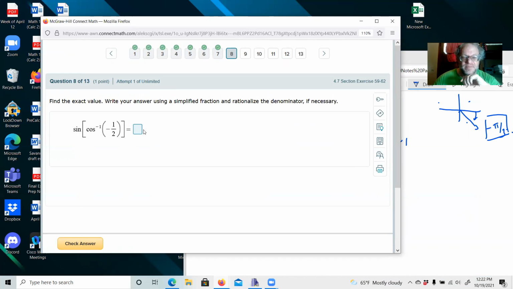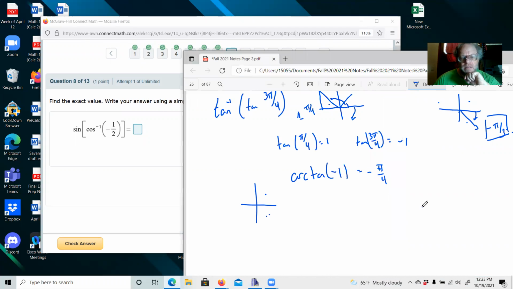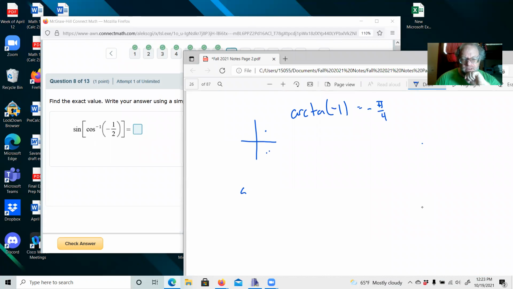Okay, find the exact value. Write your answer using a simplified fraction. Did they tell us where it was? They didn't tell us where it was. Oh, it's negative. So we want the sine of the inverse cosine of negative 1/2.